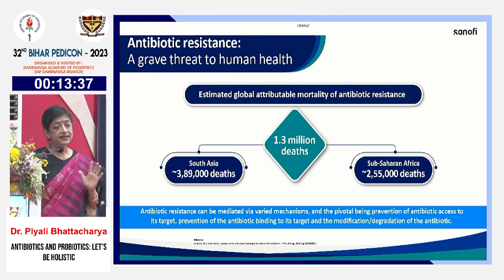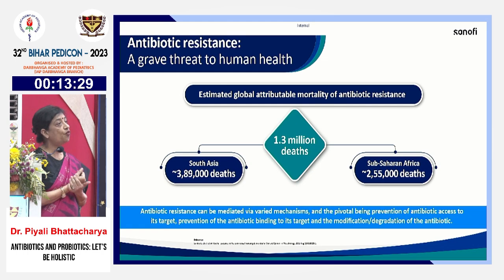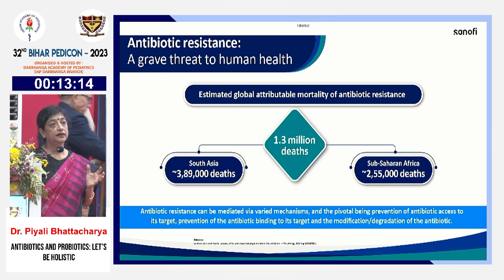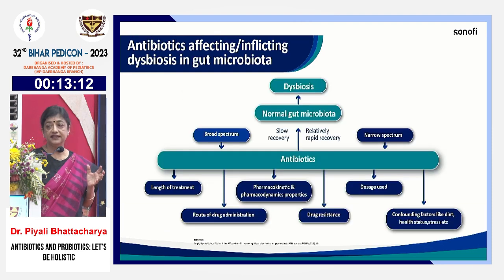Now, as I said, a grave threat to human health is antibiotic resistance. And in antibiotic resistance, we are having around 1.3 million deaths. In South Asia, you have seen the number, 3,89,000 deaths. Sub-Saharan Africa, we have 2,55,000 deaths. So that is the extent of deaths that we are having due to antibiotic resistance.